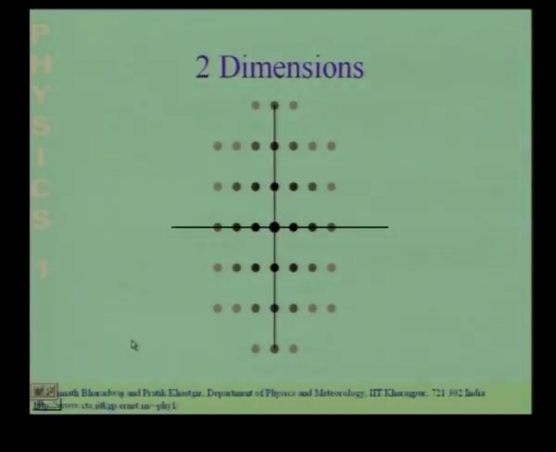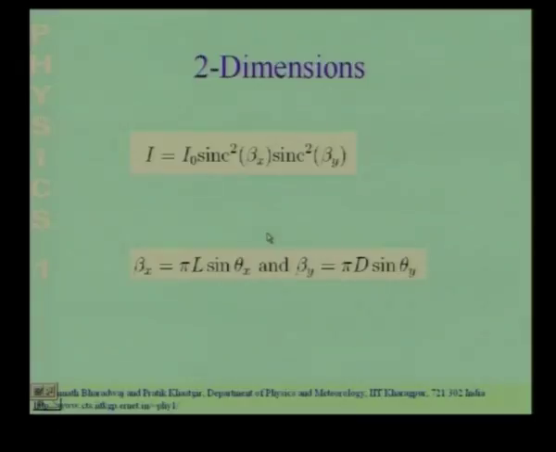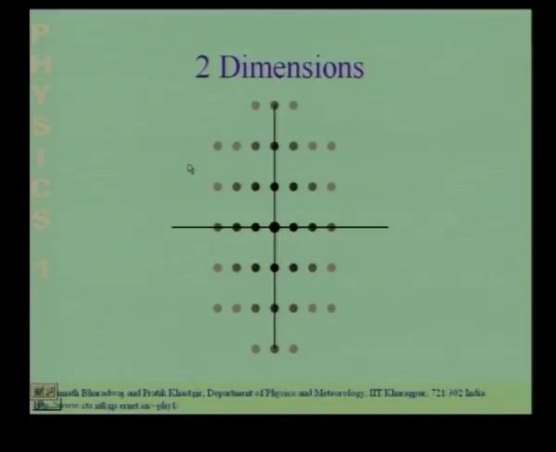Let me go through this in a little detail. So, first point to note is where is the intensity going to be brightest. It is quite obvious that the intensity is going to be brightest when theta x and theta y are both 0. Sinc function is 1 when theta x is 0 and this sinc function is 1 when theta y is 0. So, the intensity at the center is I naught. So, we have the brightest region at the center.